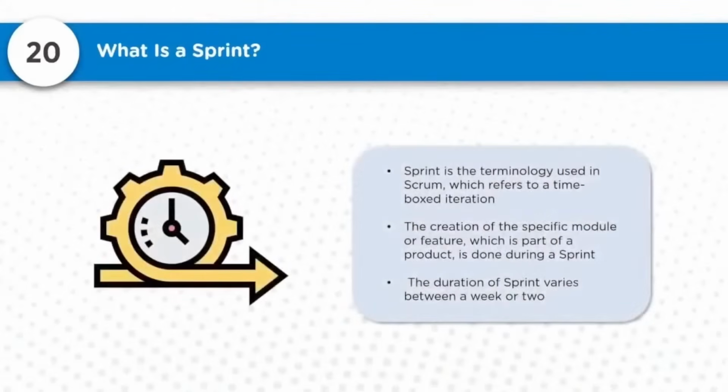So question number 20, what is a sprint? As I mentioned earlier in question number 4, sprint is the terminology used in Scrum. I think we explained various different concepts as we went through. Sprint is the terminology used in Scrum, which refers to time-boxed iterations. We understood what these iterations are in Scrum approaches when we went through that. The creation of a specific module or feature which is part of a product is done during the sprint.